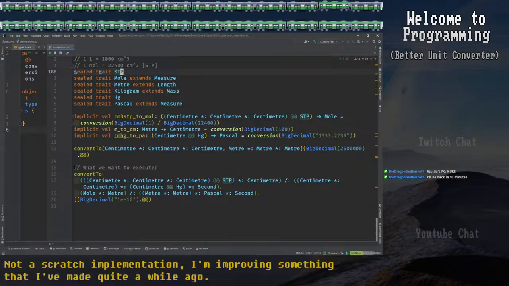So the units are extremely cursed. It was something like centimeters cubed at standard temperature and pressure multiplied by centimeter over centimeter squared times centimeters of mercury times second, and the conversion was to moles times meters over meter squared times Pascal times second.